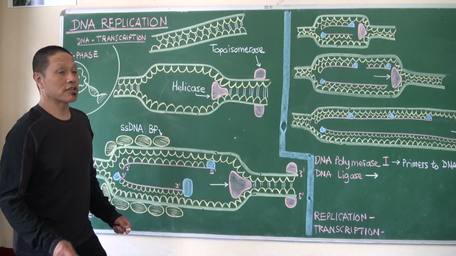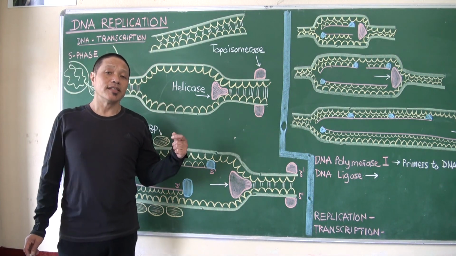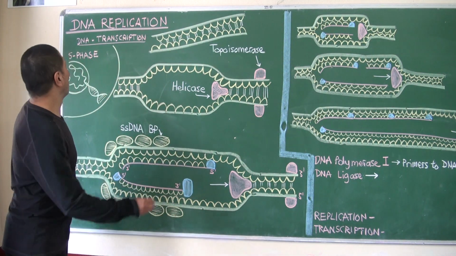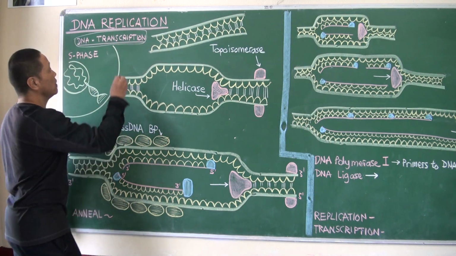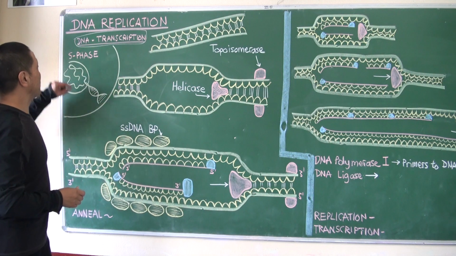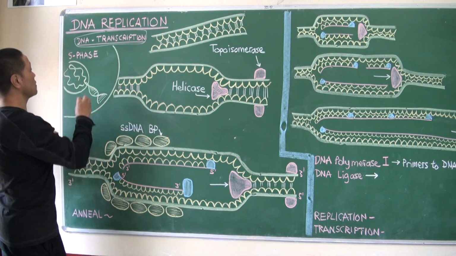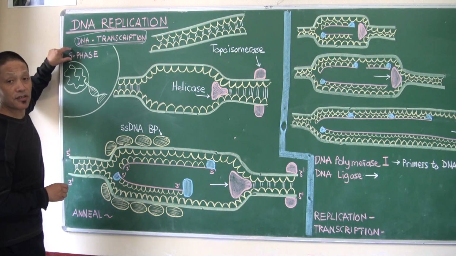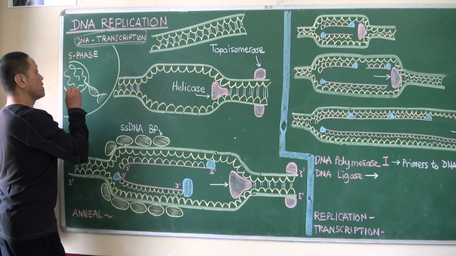Today we are going to discuss DNA replication. We've finished DNA transcription, where we found out that a protein is produced. But this is not transcription, this is DNA replication, and it occurs in the S phase in a cell cycle, the life cycle of a cell.